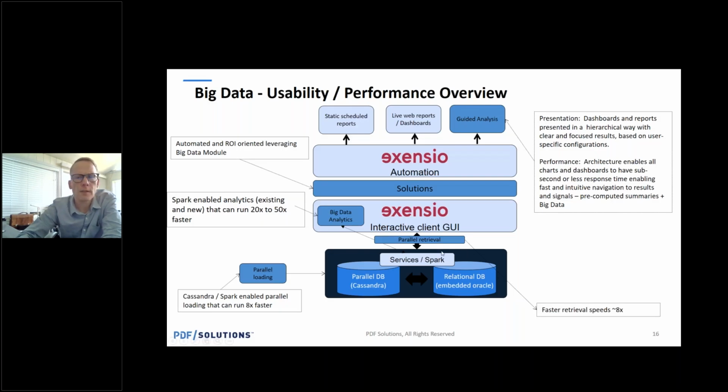So really at the foundation of the Exensio big data system is our hybrid database model. It's built on a highly parallelized Cassandra and Spark platform for maximum scalability. Sitting on top of that is the Exensio user interface and automation layers. There's a desktop client that power users or content creators are able to create rich analyses in, as well as a web client for more casual users or content consumers to be able to consume that content.